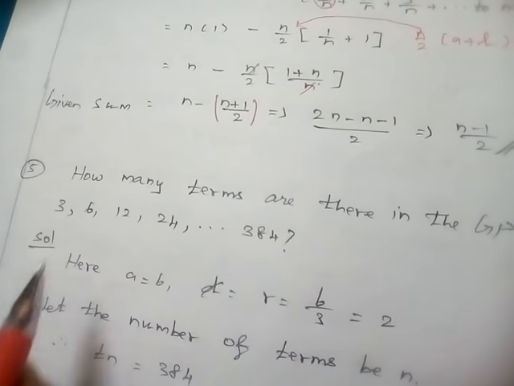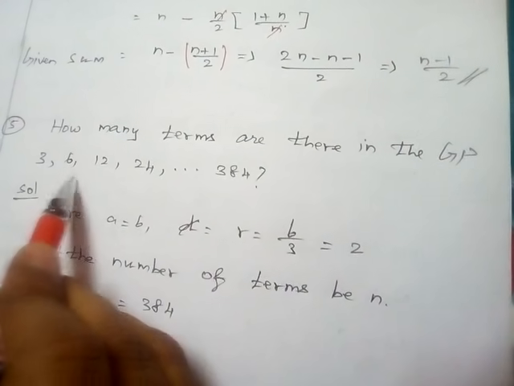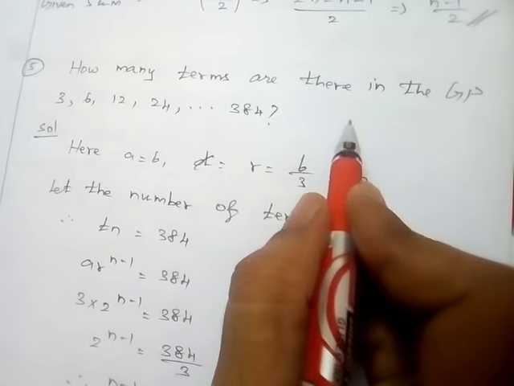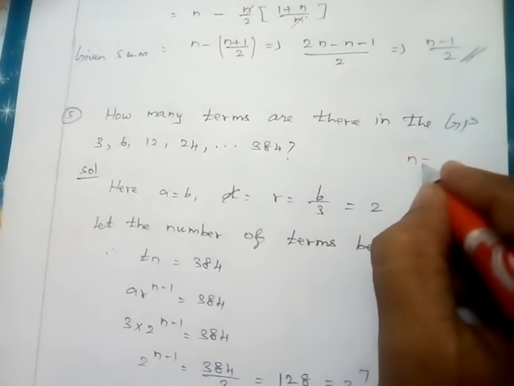That's all. Now the next problem: how many terms are there in the geometric progression 3, 6, 12, 24, etc., 384? How many terms are there in this geometric progression? Now we are going to find the number of terms. What is n? This is our requirement.